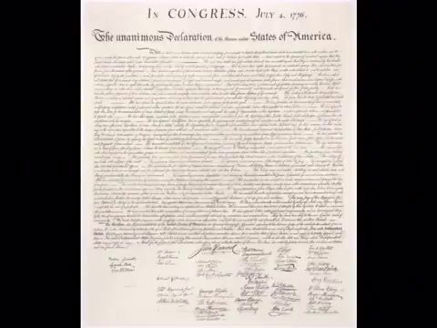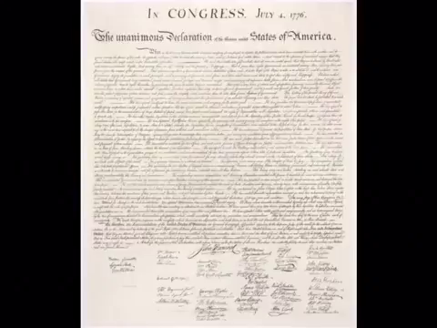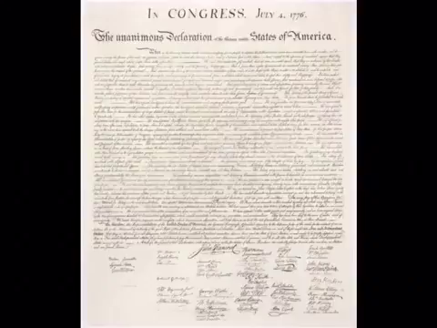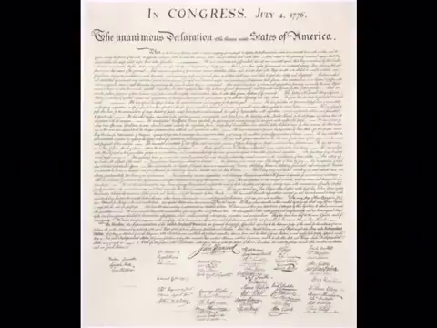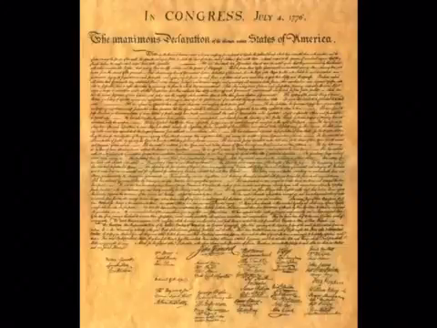The next event on the timeline is the Declaration of Independence. The goal and purpose of the Declaration of Independence was to explain to other nations why the colonies had chosen to separate themselves from Britain. The people who were asked to help draft the Declaration of Independence were Thomas Jefferson, John Adams, Ben Franklin, Roger Sherman, and Robert B. Livingston.